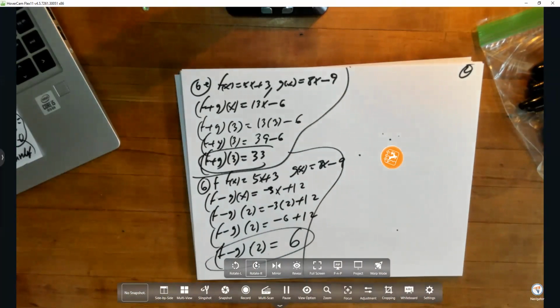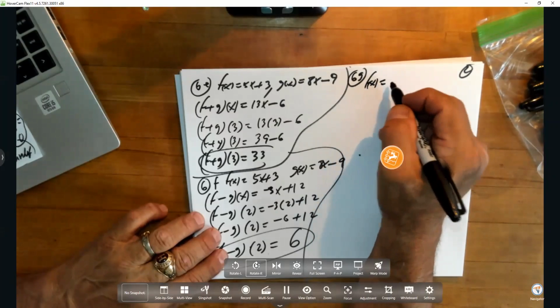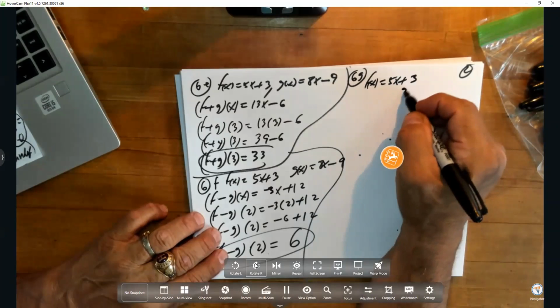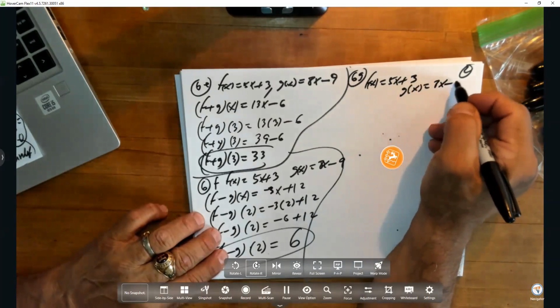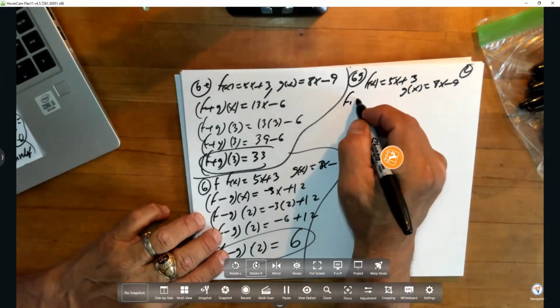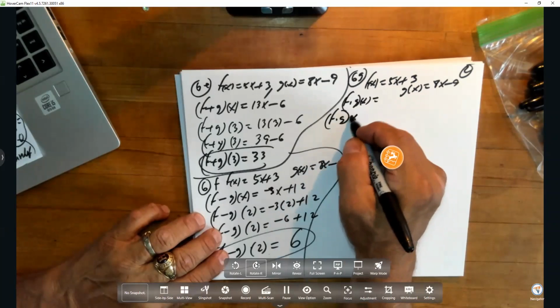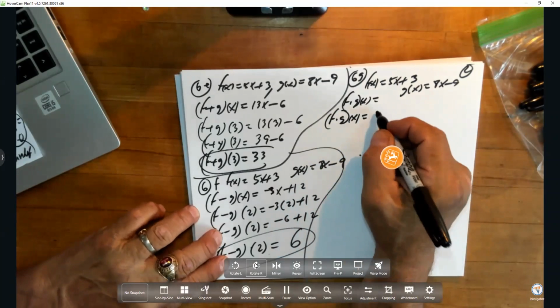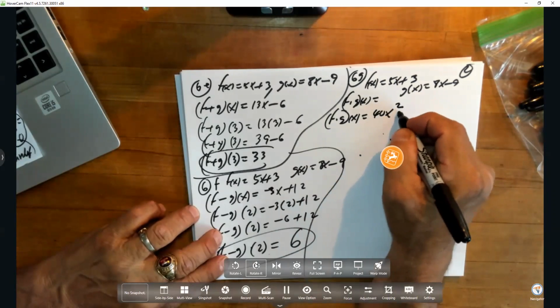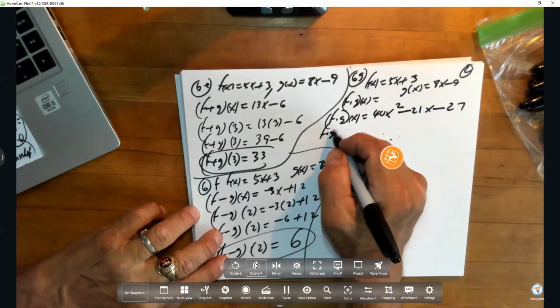Let's go to the next one. E, F, G. Letter G is 6 letter G. It says f of x is 5x plus 3, g of x is 8x minus 9. And this one was, let me find it, f times g of x, which on this one was 40x squared minus 21x minus 27.